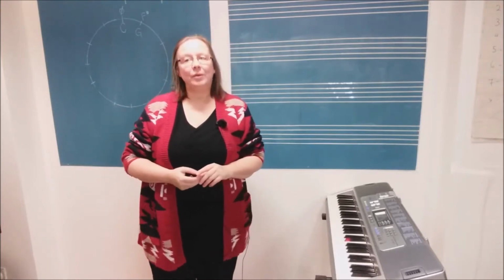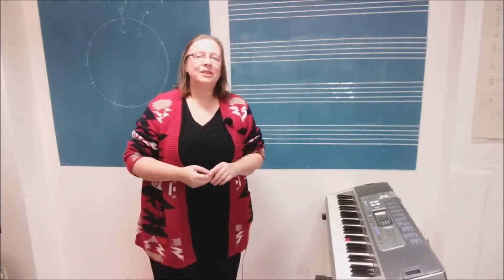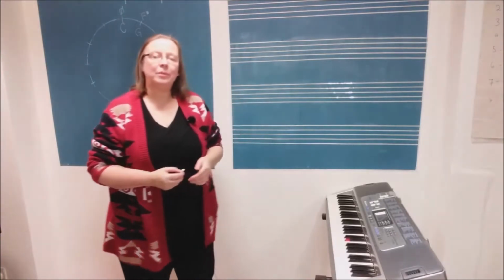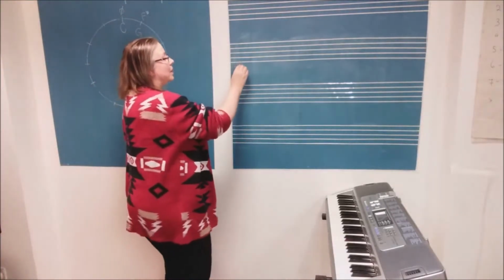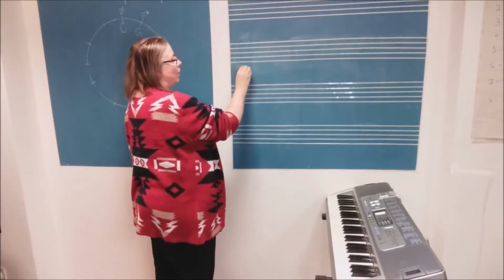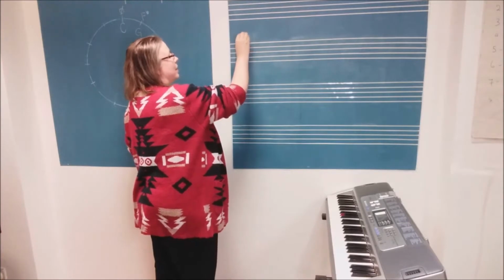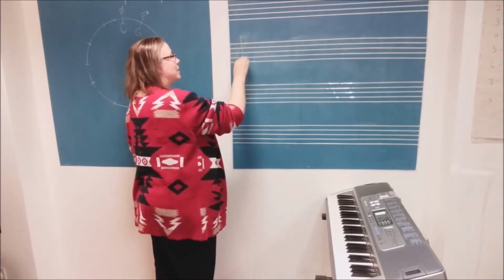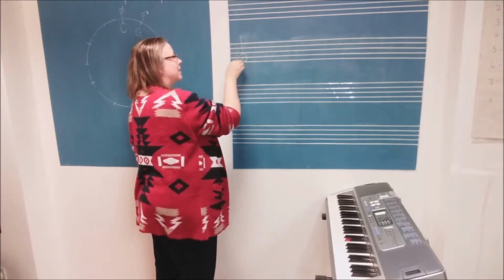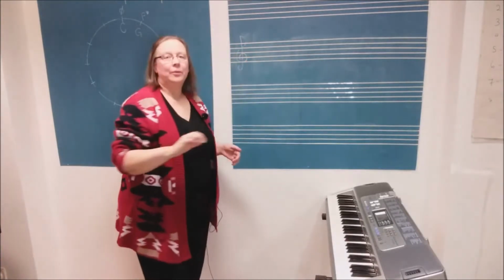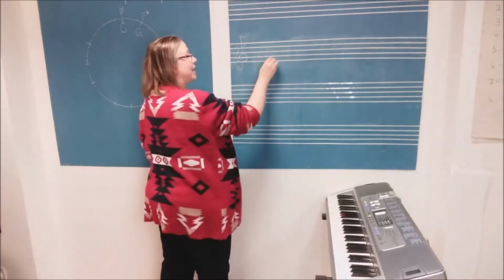Thank you for joining me today to look at the treble clef line notes. To start with, we need to draw a treble clef on the board. We start at the bottom, all the way up, hook round. There we go. Now today we're looking at line notes, and there are 5 line notes in the treble clef that we need to look at.